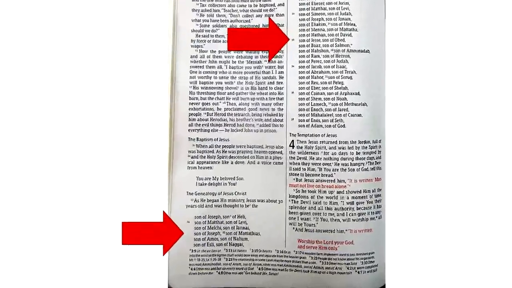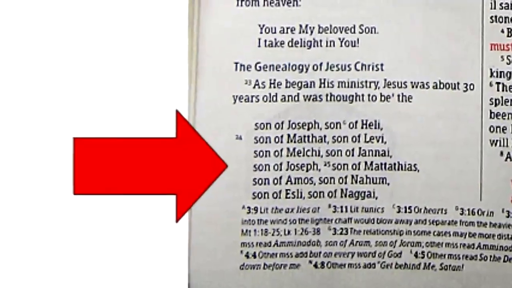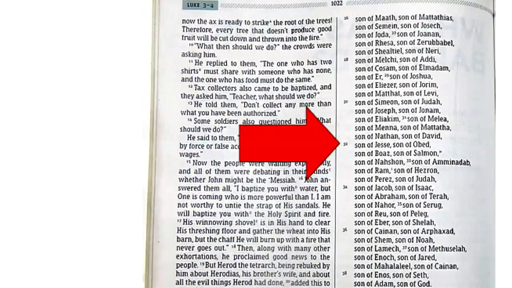The next example that I'm going to give you is a list of names in a genealogy reference. So we're going to go back to the book of Luke, chapter 3, verse 23. I'll see you there. Alright, this indentation is going to be exactly the same as in the Standard Bible. If you just take a look here, this is the genealogy of Jesus Christ. And you can see that this list of names is all indented.